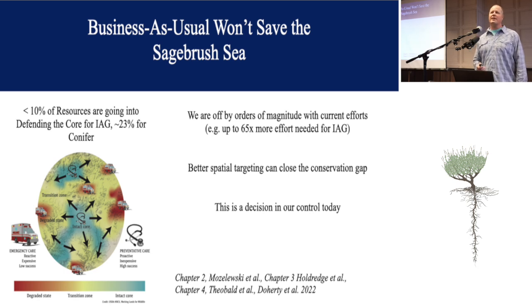Less than 10% of our conservation treatments for invasive annual grasses were in those stethoscope landscapes. And it was about 23% for conifer encroachment. The consequence of that is we're off by orders of magnitude. The most important thing I think you can take home from today is better spatial targeting and actually defending the core is the number one thing we can do to help close that gap. And that's a decision that's in our control today.